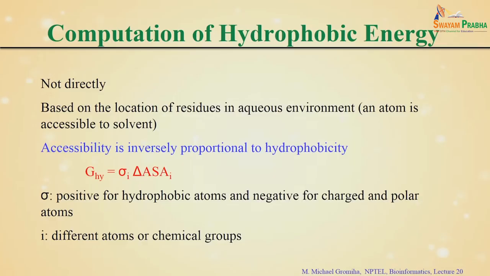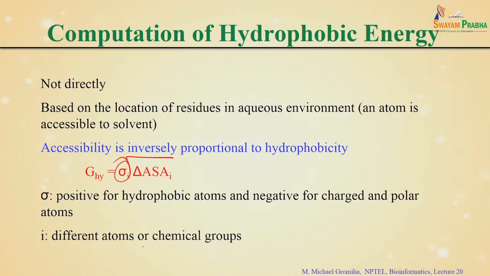Then we convert this solvent accessibility to calculate the hydrophobic free energy. I will show you how to do that. We know that accessibility is inversely proportional to hydrophobicity. So we can write the hydrophobic free energy, G_hy, is proportional to delta A_i. For that proportionality, we put sigma_i, the atomic solvation parameters. These describe how different groups of atoms, like carbon, hydrogen, nitrogen or oxygen, behave in the protein environment. You can see different chemical groups: this is positive for the hydrophobic atoms and negative for the charged and polar atoms, because of the inverse proportionality between hydrophobicity and accessible surface area.